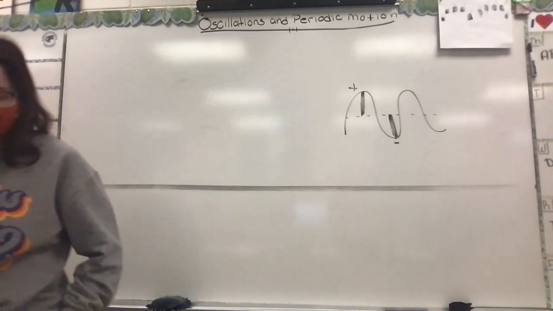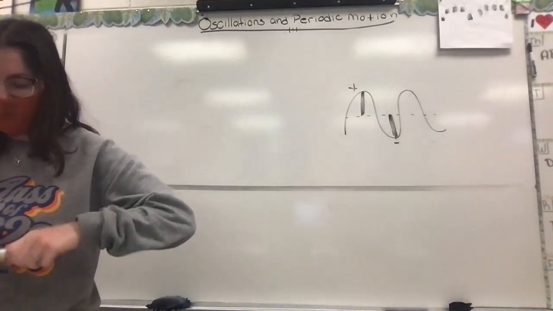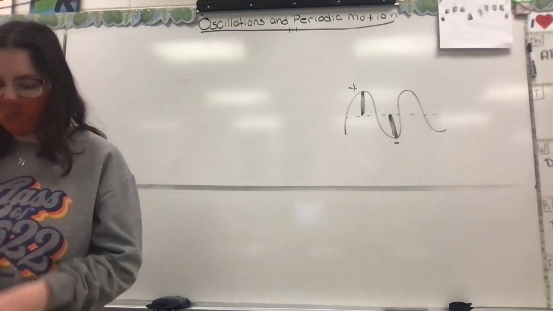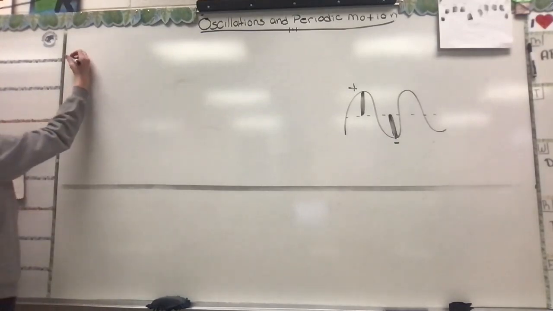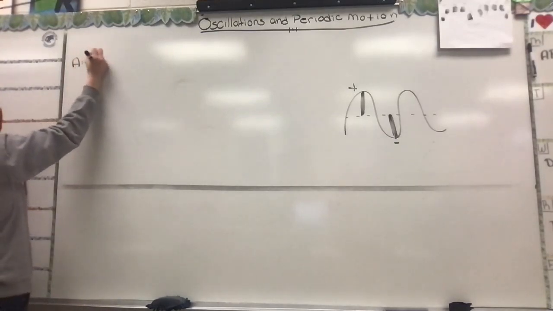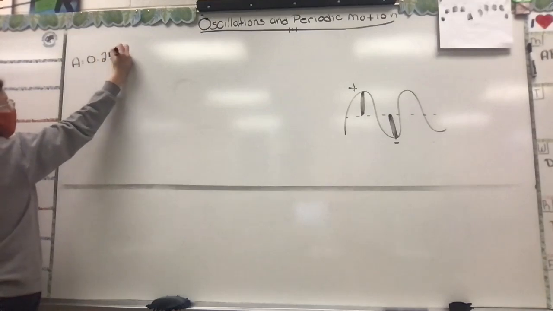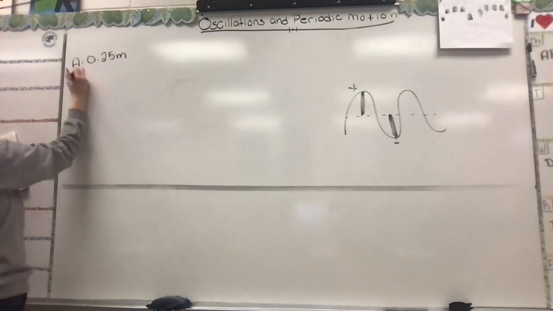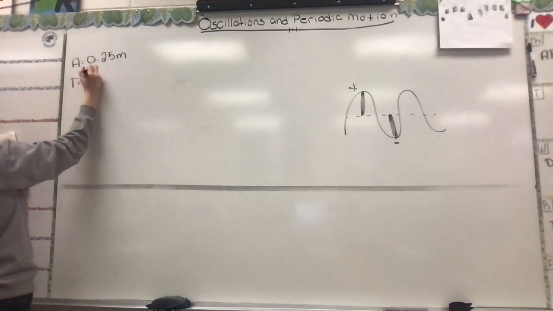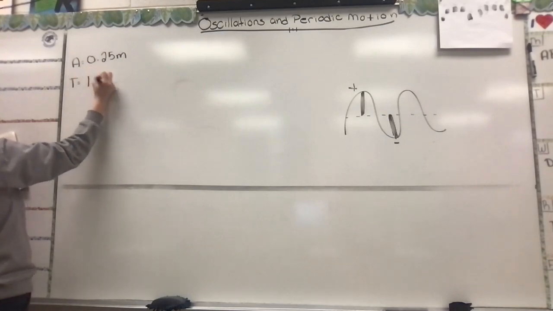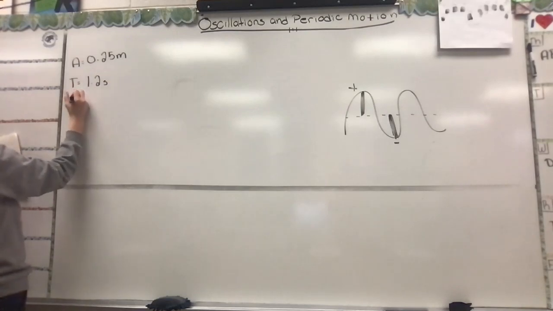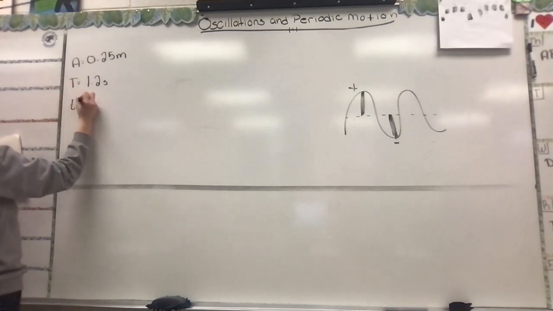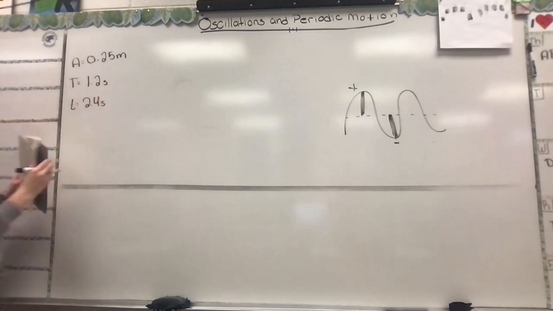Okay. So we are going to deal with another mass moving back and forth in simple harmonic motion. This time we're given the amplitude as 0.25 meters. And we're told that there's a period of 1.2 seconds. We want to know the distance traveled after we have gone a total time of 2.4 seconds.